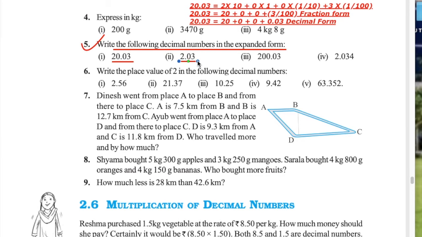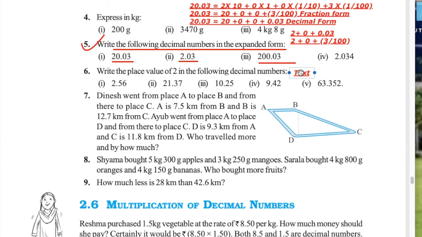So next is 2.03. Before decimal only ones place, and after decimal tenth and hundredth. So how will you write this in decimal form and fraction form in expanded form? It will be, this is which form? Decimal form, and next is your fraction form, 3 by 100, because 3 is at which place? 3 is at hundredth place.